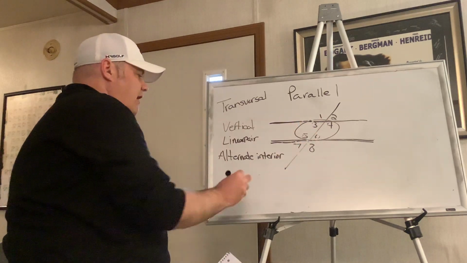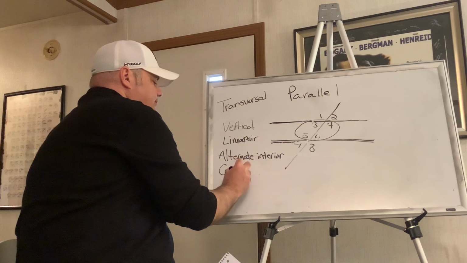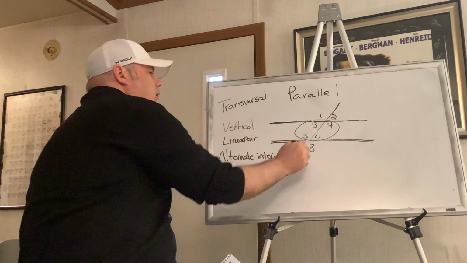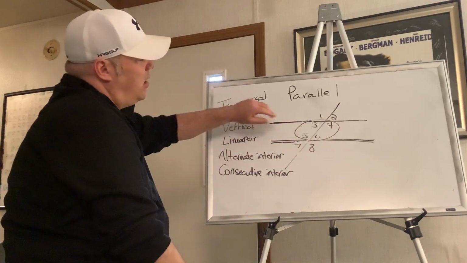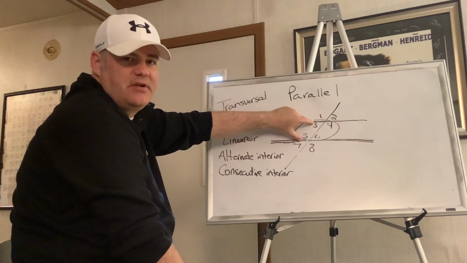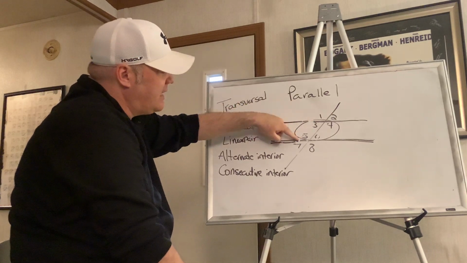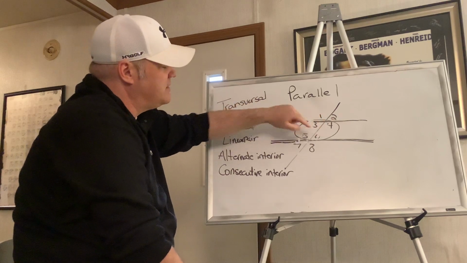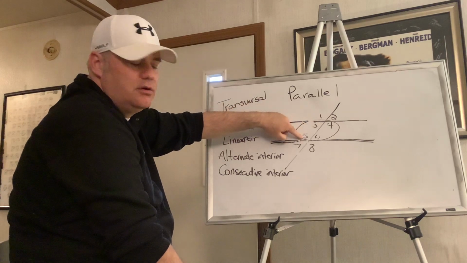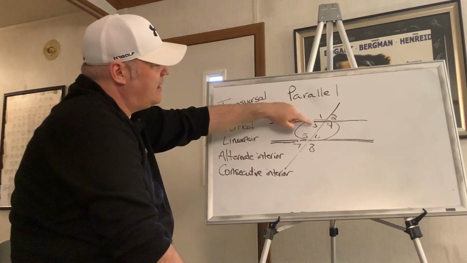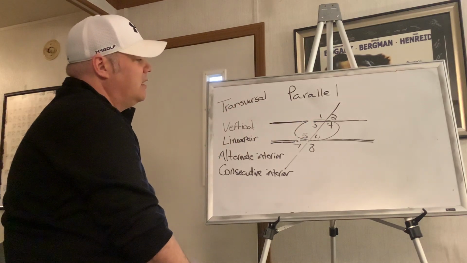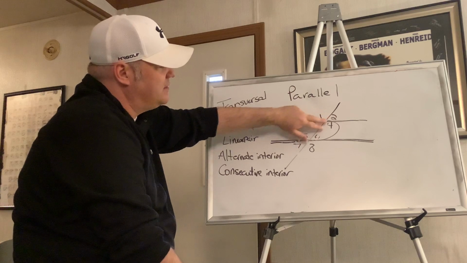Then you have what we call consecutive interior. Consecutive interior angles are still interior, and they are on the same side of the transversal. So they're one right after the other. If you're looking down, it's 3 and 5, and 4 and 6. If you notice 3 and 5, one's acute, one's obtuse, but they're going to add up to 180. They're supplementary. Another example of consecutive interior is 4 and 6 here.